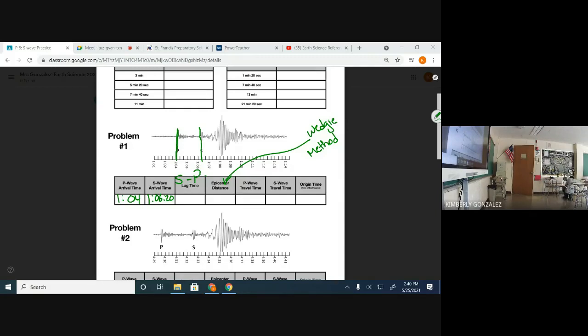I want you to do the rest of this worksheet. Do the best that you can. We will go over it tomorrow before death, destruction, and despair, no problem, when we do tsunamis, volcanoes, and so on and so forth.